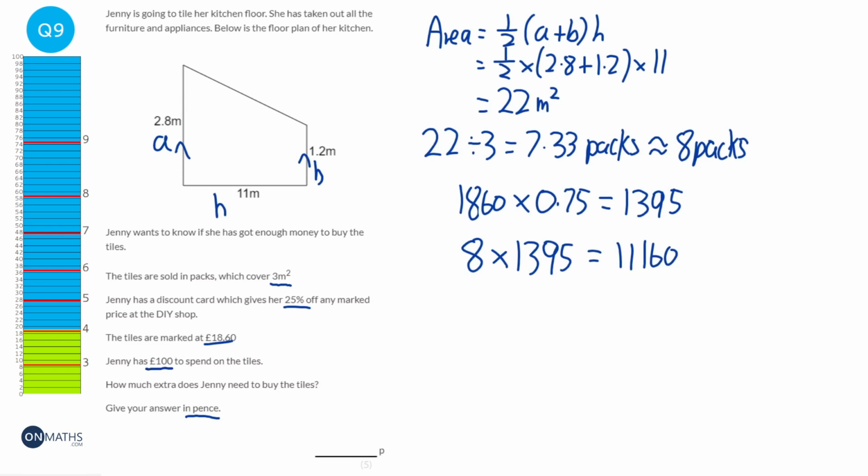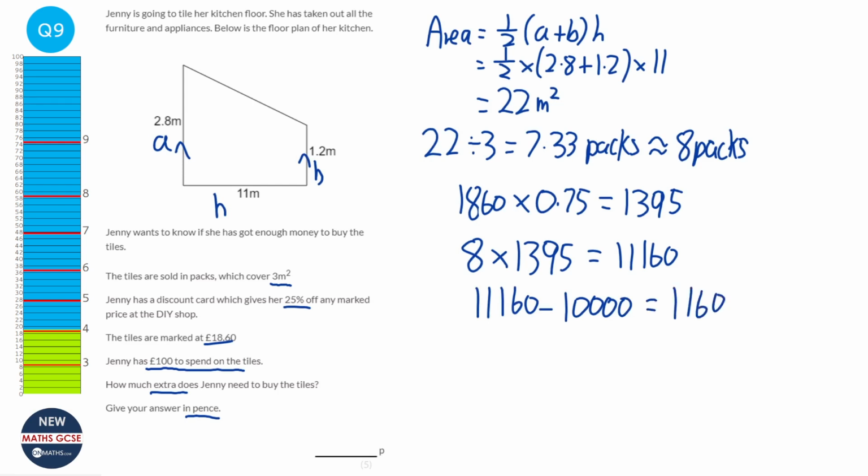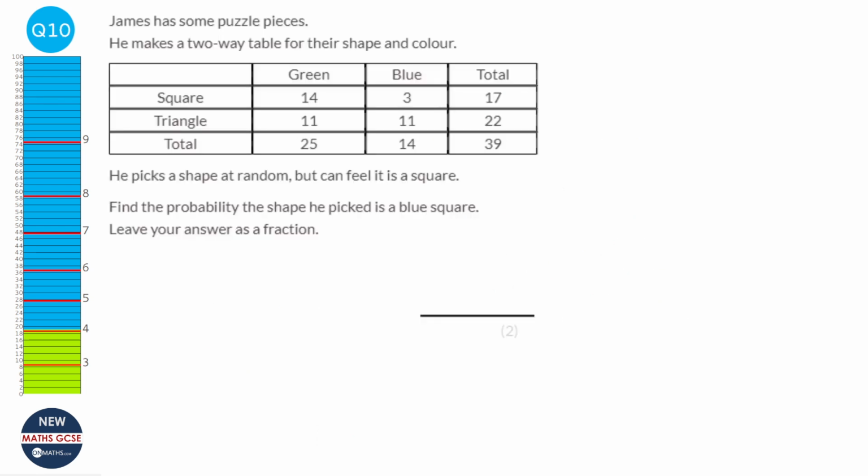But Jenny has £100 to spend, and we're asked how much extra does she need. So we're going to do the 11,160, take away the 10,000 pence that she has, which will give us 1,160 pence. So she needs to find £11.60 or 1,160 pence from somewhere.